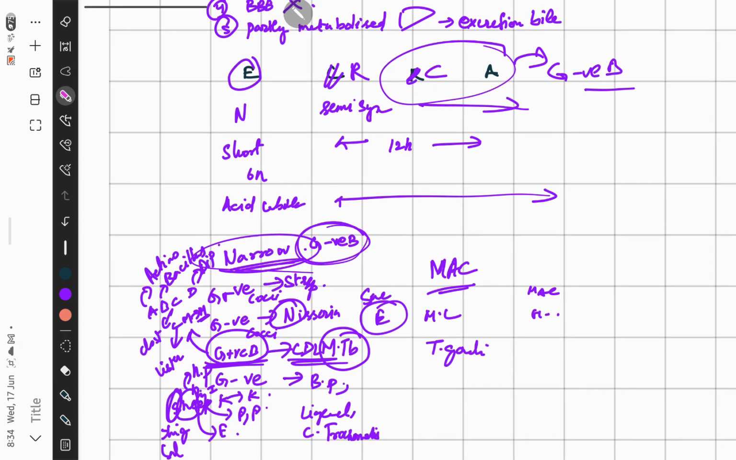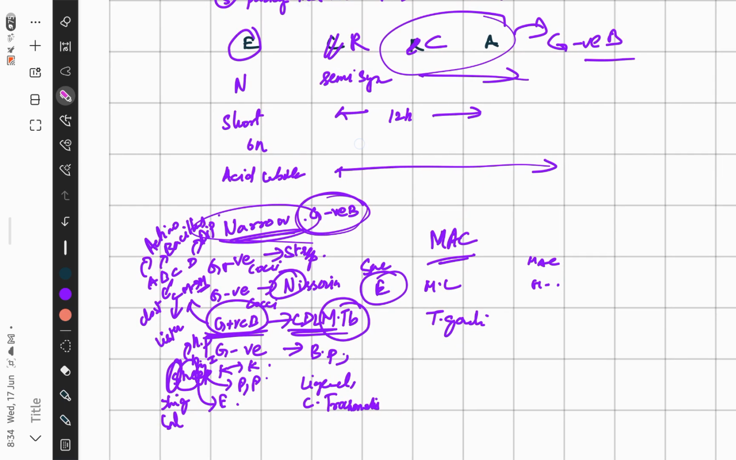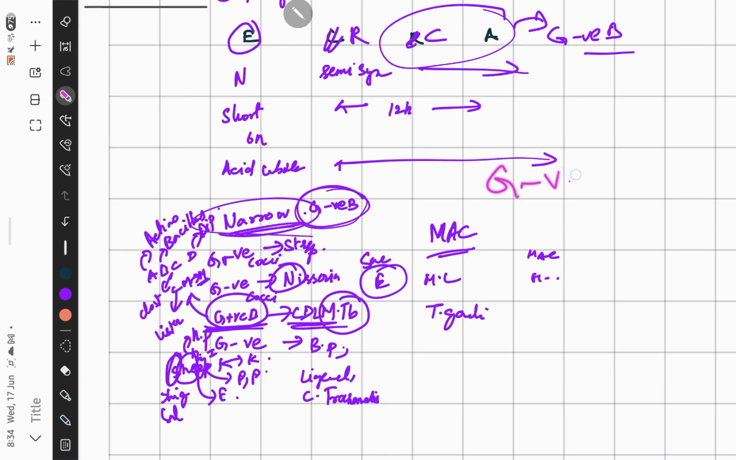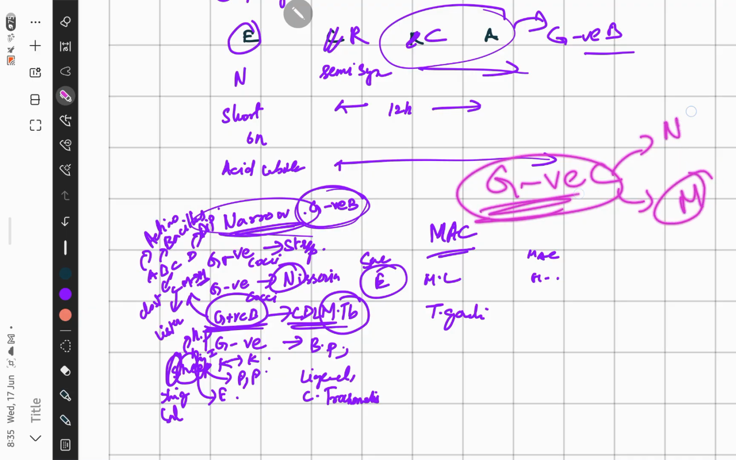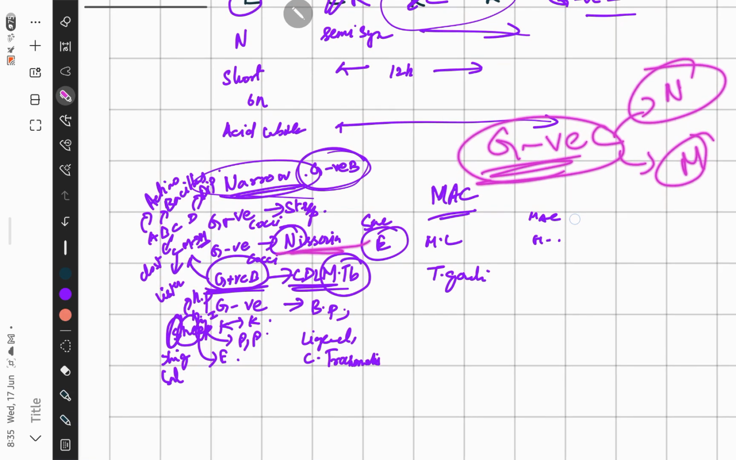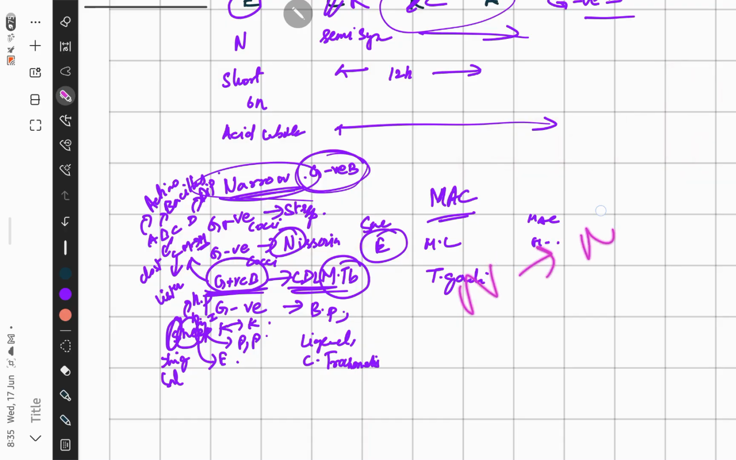Now I'm not going to scare you, I'll just tell you. This is narrow spectrum. I'll say what erythromycin is going to act on. In gram-positive cocci, we have two species, Streptococcus and Staphylococcus. It is going to act on Streptococcus. In gram-negative cocci, we have two species, Neisseria and Moraxella. It is going to act on Neisseria.